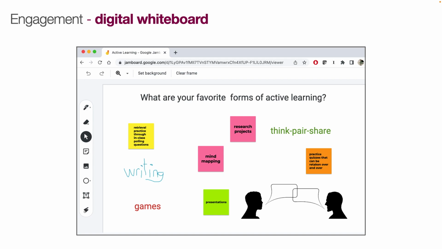Digital whiteboards are a great tool for students to share ideas and to brainstorm.